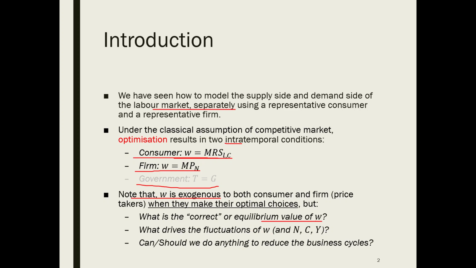To summarize, the causality runs like this. The exogenous variable determines wage, and wage determines endogenous variables. If we can understand the entire causality, it would help us to make policies to reduce business cycles.